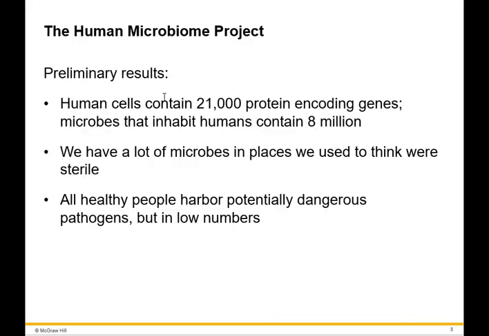So the Human Microbiome Project was started in the early 2000s, and the preliminary results were that human cells contain around 21,000 protein-encoding genes, while the microbes that inhabit humans contain around 8 million genes. So there's a lot of genes out there, and a lot more of them are not human genes.